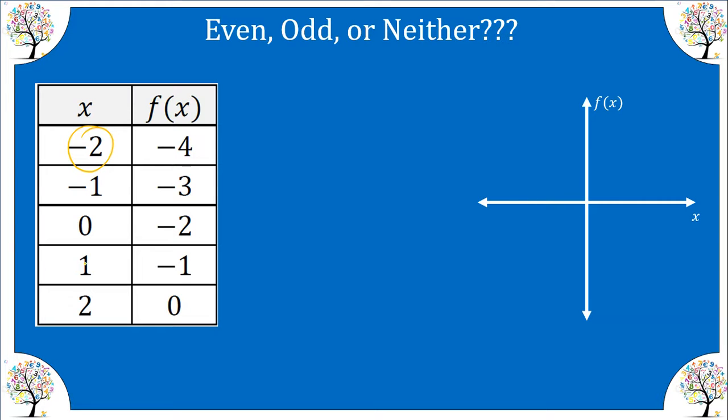Here I have a -2 and a 2. I get out -4 and 0. They're neither the same nor opposite. So this is neither. And I hope this helps. Remember, it's all about being symmetric about the y-axis to be even or symmetric about the origin to be odd. If it's neither one of those, then we describe our function as being neither.